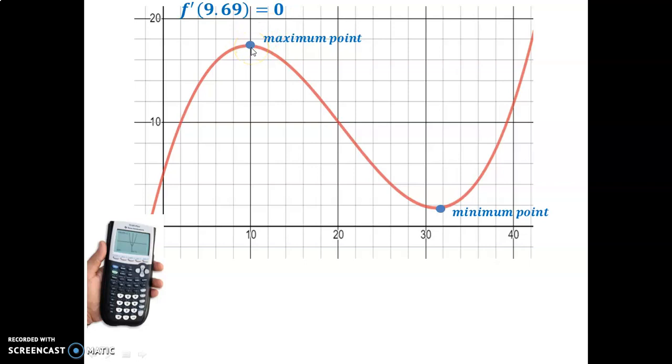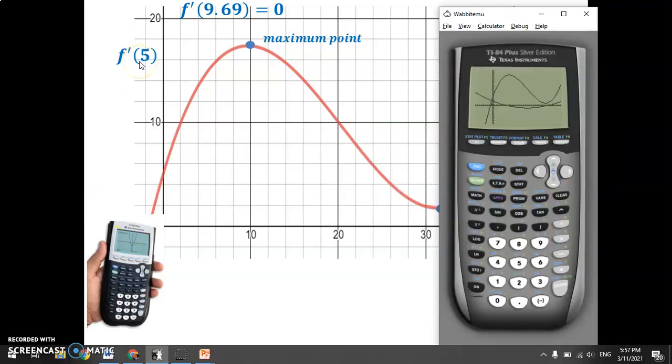Now, something we're going to learn and check here. Let's say we took an x value before 9.69, so let's say an x value of 5. Because 5 lies to the left or before 9.69, and it could be any value before 9.69. But here's what we're going to do: we're going to put that in our calculator and check what the derivative value is there. So let's get the calculator here again.